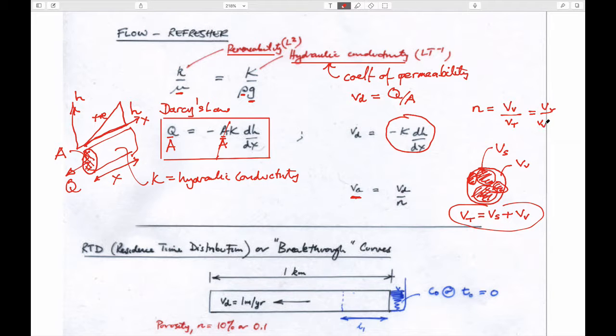And so this is the volume of the voids plus the volume of the solid. This is important because if the fluid is only flowing within the void space and you have a volumetric flow rate, then the actual velocity that a particle of fluid will be traveling with along its flow line is going to be much faster than you'd get from the Darcy velocity.